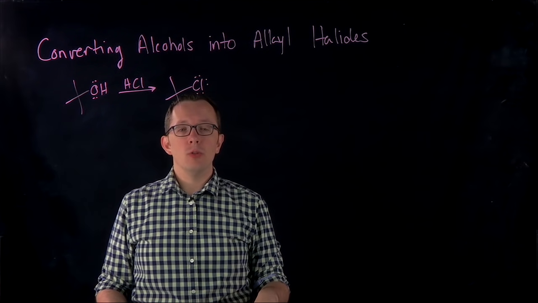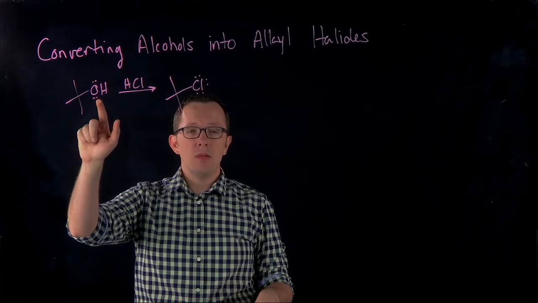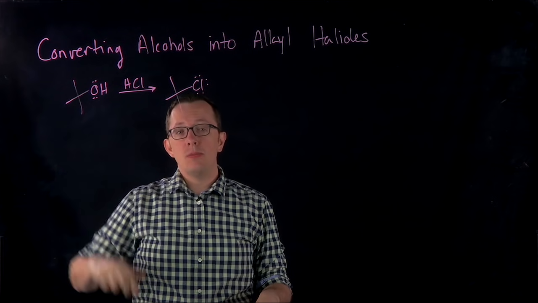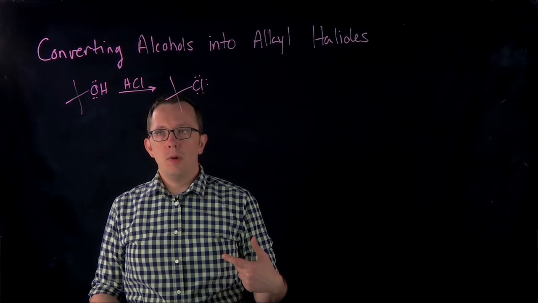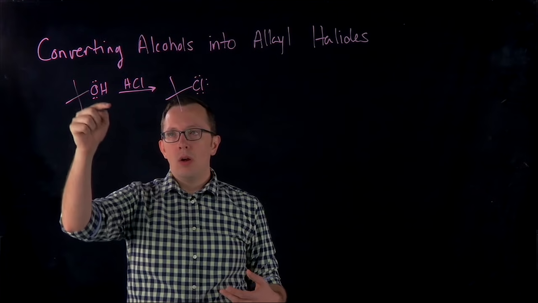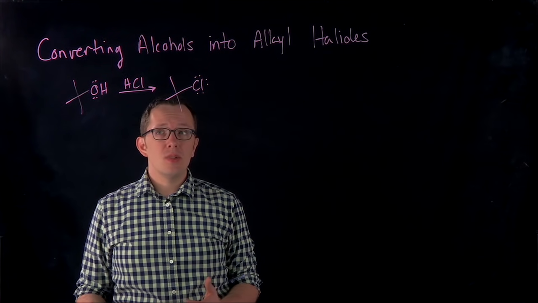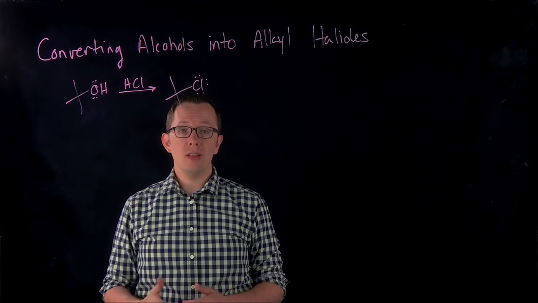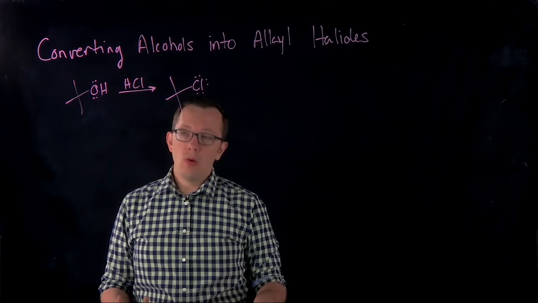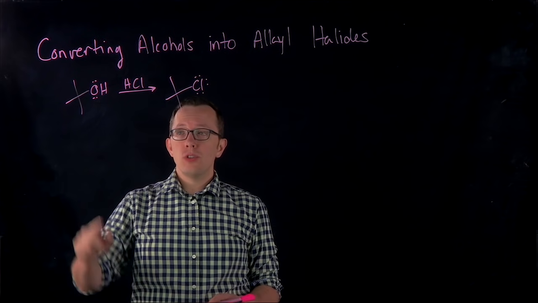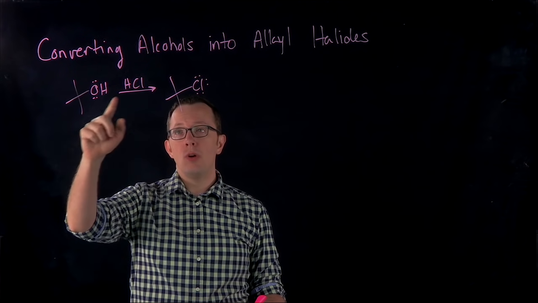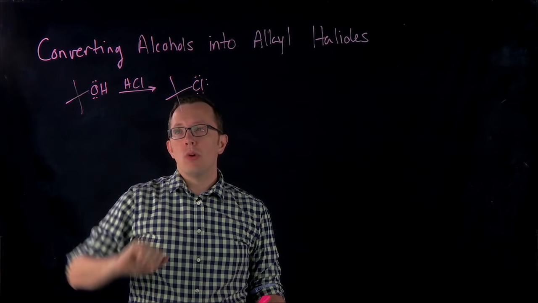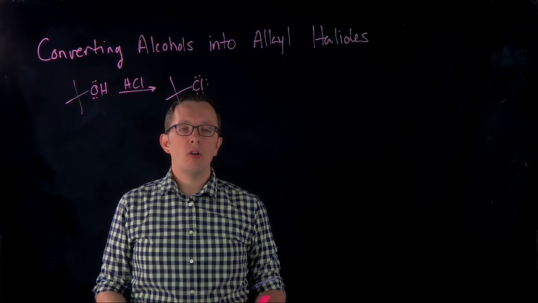So what is our leaving group now? Our leaving group here is going to be OH. And so we know good leaving groups tend to be conjugate bases of strong acids. So OH is a fairly strong base, so it's not going to act as a good leaving group. So we have to do something first in order to convert it into a good leaving group. So what we're going to do is a proton transfer. We're going to take a proton from our HCl, and we're going to protonate our alcohol.